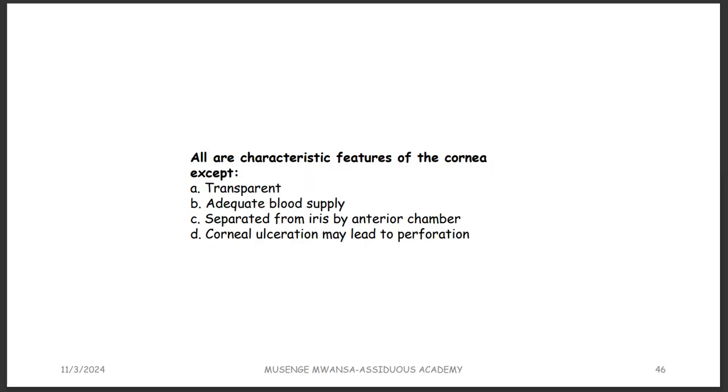All are characteristic features of the cornea, except: it's transparent, adequate blood supply, separated from iris by anterior chamber. Cornea ulceration may lead to perforation. Which one is the exception? Option B. Thank you so much. What was supposed to be adequate if it was an option? Which option were we expecting? Innervation. Thank you. Innervation, yes.